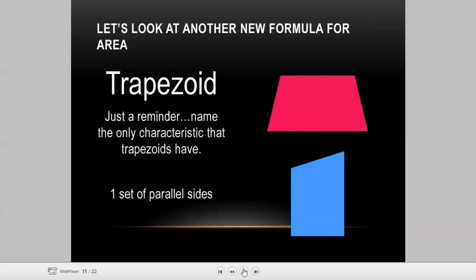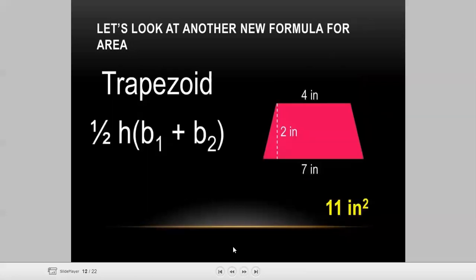One more formula, about the trapezoid. The trapezoid contains 2 bases and 1 height. So the area of the trapezoid is half of the height times the addition of the bases. So it's half h times b1 plus b2.